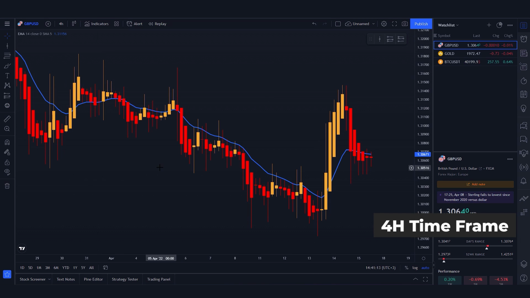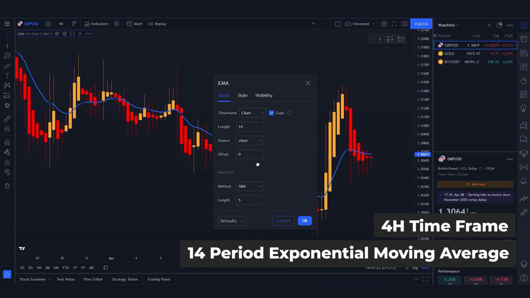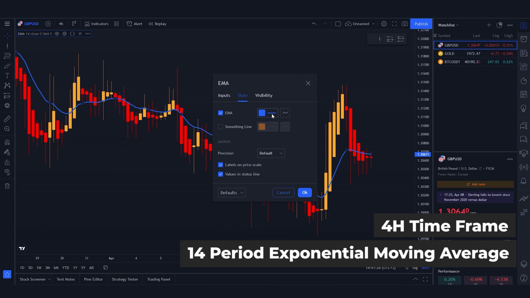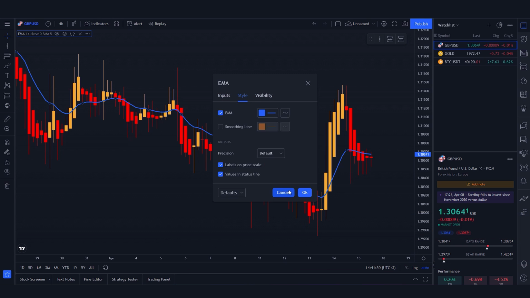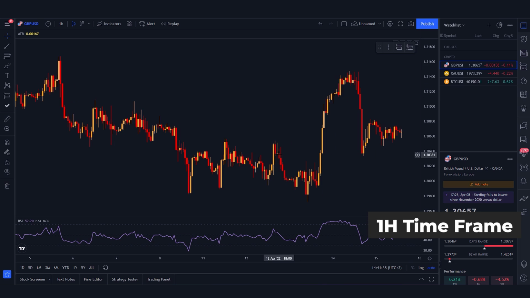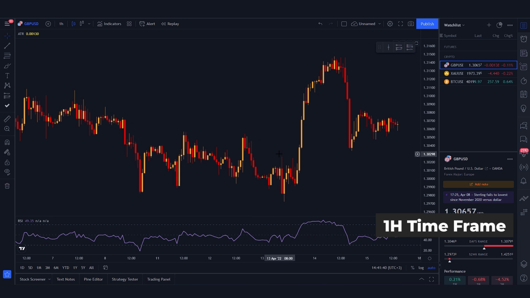This is a 4-hour chart with Heikin Ashi candlesticks and a 14-period exponential moving average. I made no changes, these are the default settings. However, I increased the line's thickness. This is a 1-hour Japanese candlestick chart. I use this chart instead of a Heikin Ashi chart because the actual price is different in Heikin Ashi candles.